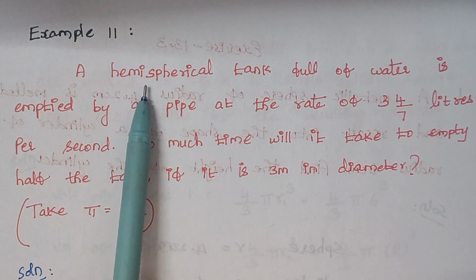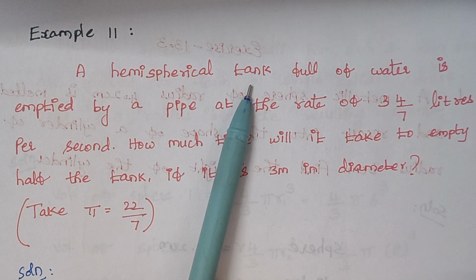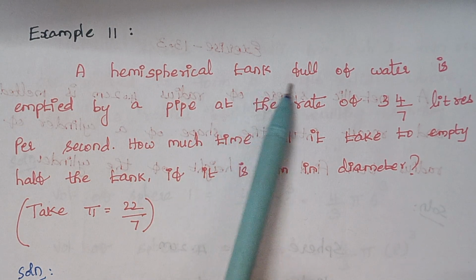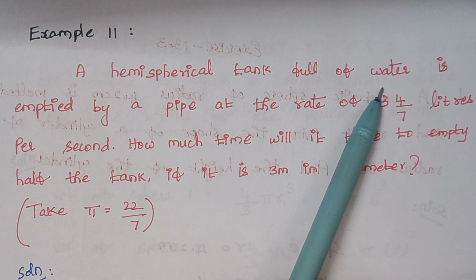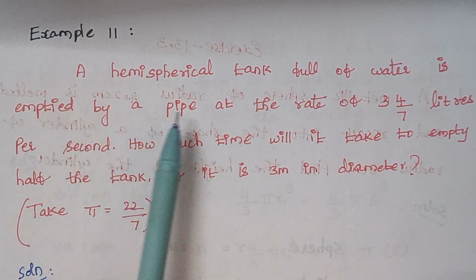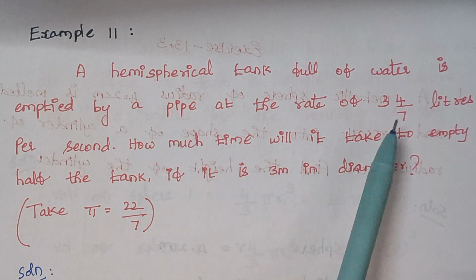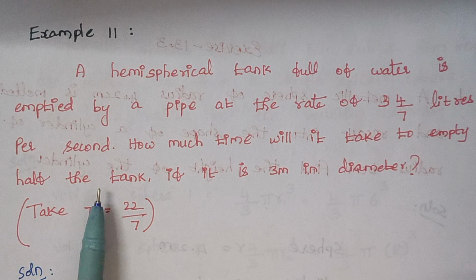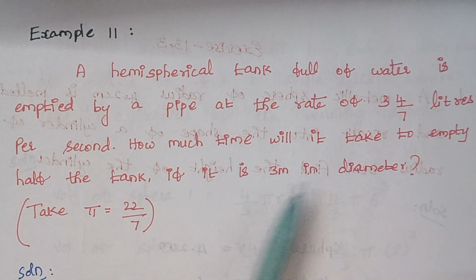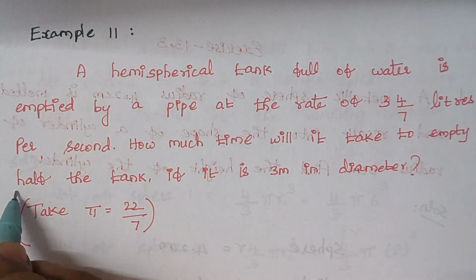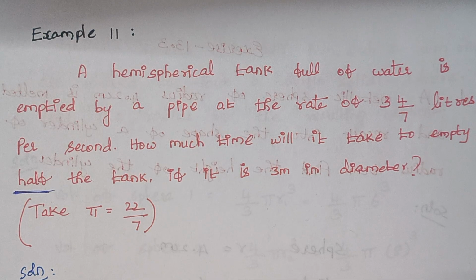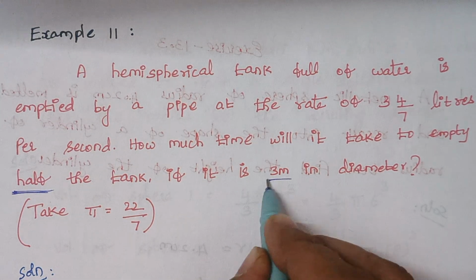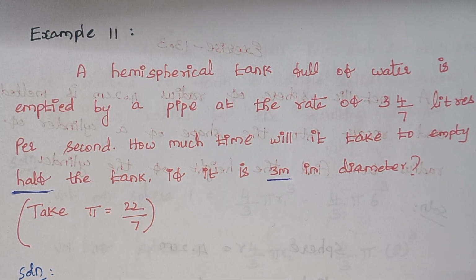So here we have a hemispherical tank, completely filled with water, and it is emptied by a pipe. The rate is 3 4/7 liters per second. How much time will it take to empty half the tank? You have to empty only half the tank, and the diameter is given as 3 meters.